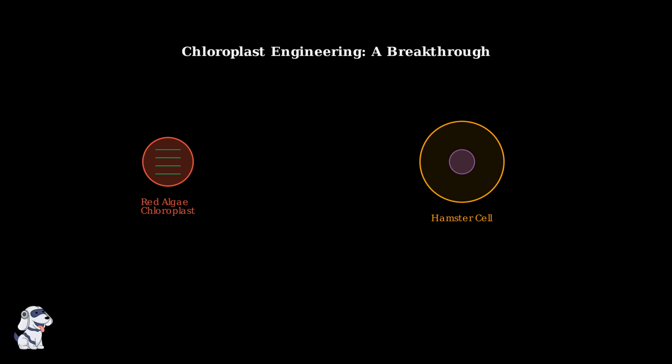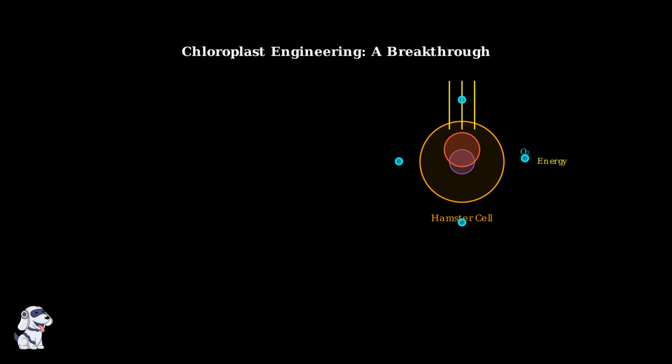The breakthrough involves taking chloroplasts from red algae and inserting them directly into hamster cells. This process requires precise cellular engineering techniques. Scientists carefully extract the chloroplasts and introduce them into the animal cells using specialized techniques. The chloroplasts must remain intact and functional during this process. The result is remarkable. The hamster cells can now perform photosynthesis. When exposed to light, they produce oxygen and energy, just like plant cells do.